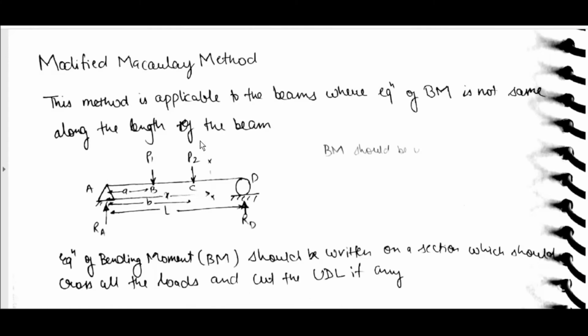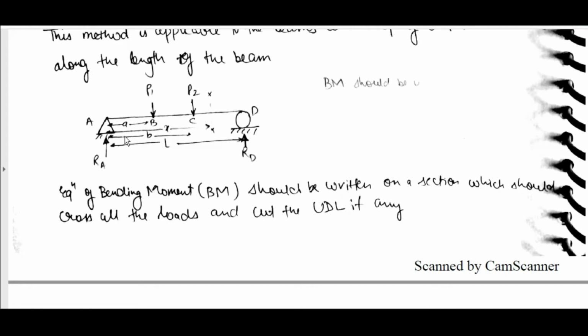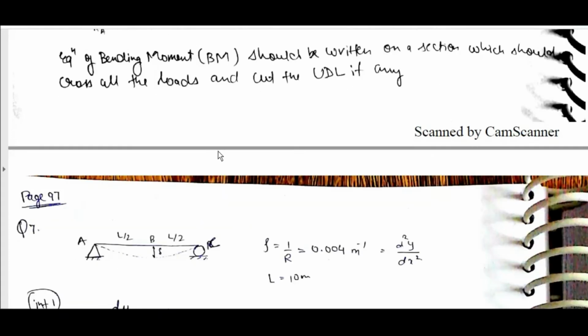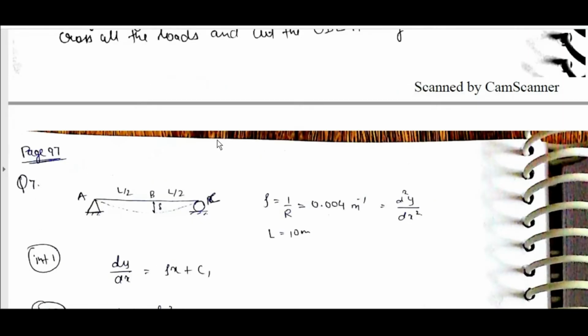Okay, modified Macaulay method. This method is applicable to beam where equation of bending moment is not the same along the length of beam. Equation of bending moment, like P1, P2, will be changing from C to D, B to C, and A to B. So the equation of bending moment should be written on a section which should cross all loads and cut uniformly distributed load if any. In this case there is no uniformly distributed load, but this section will cut all the loads.